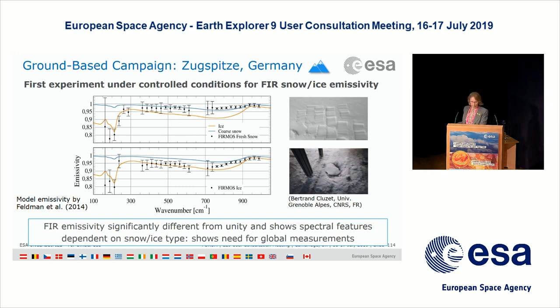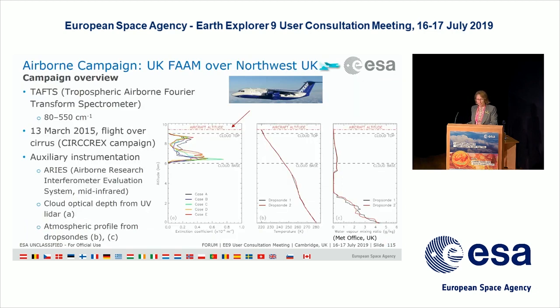So from the ground, we go to an aircraft. This is the UK FAAM, and on that airplane there is an instrument installed which is called TAFTS. It belongs to Imperial College. It measures in the far infrared range from 800 to 550 wave numbers. It's already quite an old instrument.